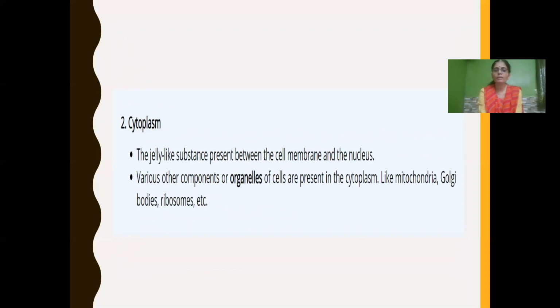And then we have learnt about cytoplasm. Cytoplasm is a jelly-like substance present between the cell membrane and the nucleus. And what is its function? It provides space for various other components of the cell, which are otherwise called organelles of the cell, like mitochondria, Golgi bodies, ribosomes, etc. So we'll stop here, and in the next session we will continue with the important cell organelles like the nucleus in a detailed manner.